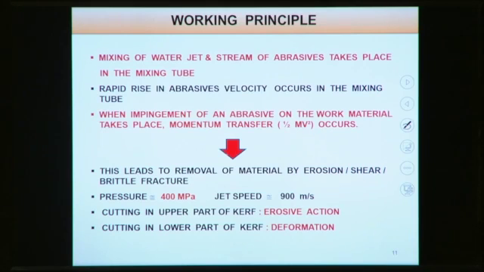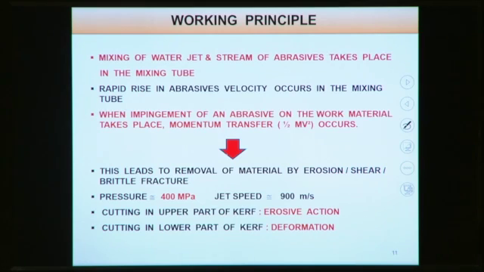When this high velocity abrasive water jet impinges on the workpiece surface, because of its high kinetic energy, it removes material by erosion from the workpiece surface. This high velocity kinetic energy of the jet is used for the machining purpose. Mixing of the water jet and the stream of abrasive takes place in the mixing tube.